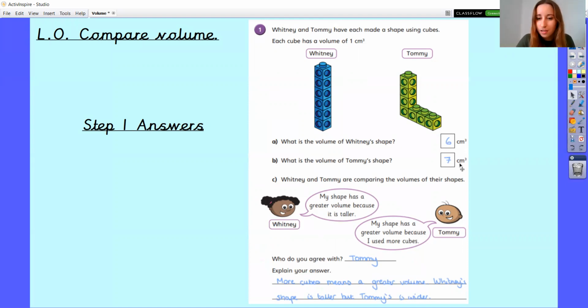So for question 1C, you had to read what Whitney and Tommy said and decide who you agreed with. Now, hopefully you agreed with Tommy. Tommy said his shape had a greater volume because he used more cubes. Now, even though Whitney's is taller, remember, volume means the amount of space that a shape takes up.